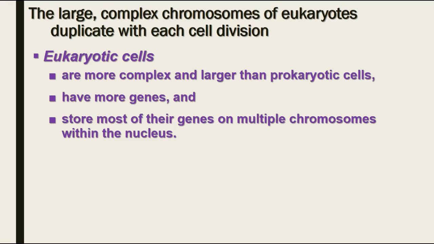They have a lot more genes. They store their genes on chromosomes. There are almost always multiple chromosomes within the nucleus. Those chromosomes are very large and complex, and they have to be copied in their entirety, again, to make sure that each daughter cell is going to end up with the exact same chromosomes as the parent cell had.